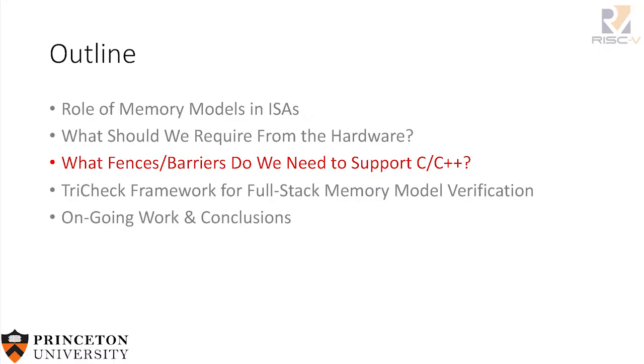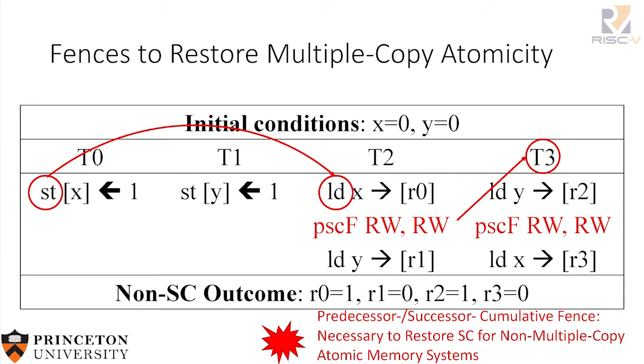So if we allow this sort of non-multiple copy atomicity, what sort of special fences or barriers would we need to support C++? This is that same example that we saw before. This is sort of an odd notation that I'm using. I'm meaning it to be sort of an acronym. So this PS stands for predecessor and successor, and the C stands for cumulative. So this is a fence ordering reads and writes to subsequent reads and writes, and it's predecessor and successor cumulative, which I'll explain what that means.